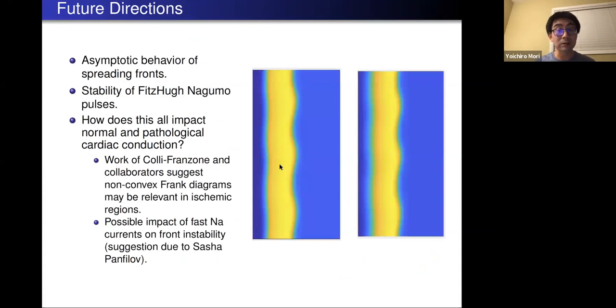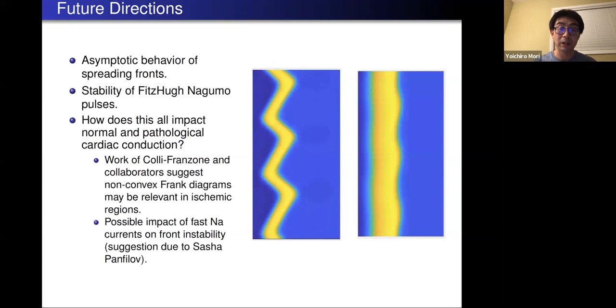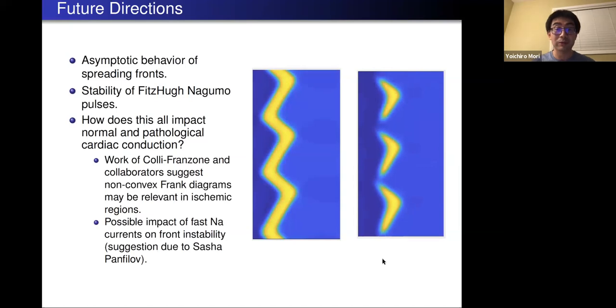So future directions include what happens with the FitzHugh-Nagumo equation. So let me just run some simulations here. If you couple the FitzHugh-Nagumo equation with the bidomain operator, as you might imagine, sometimes you'll get the expected pattern of these zigzag pulses. However, in certain other situations, it seems that these waves will just break up and disappear. So we get some interesting new phenomena in the FitzHugh-Nagumo bidomain model.